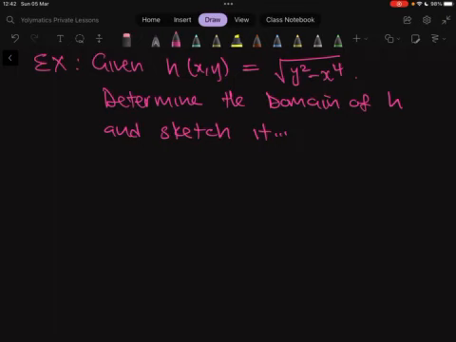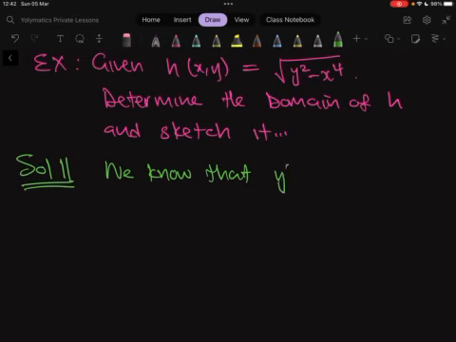So how do we deal with that? Again, we see there is the presence of a square root, and we know already what that means. So we know that y squared minus x to the fourth must be greater than or equal to 0 for us to get outputs.